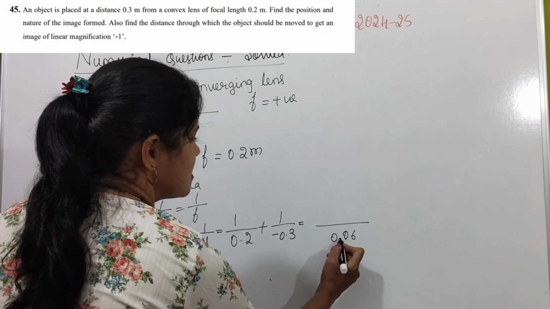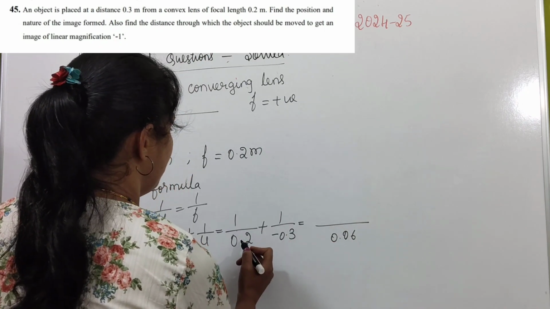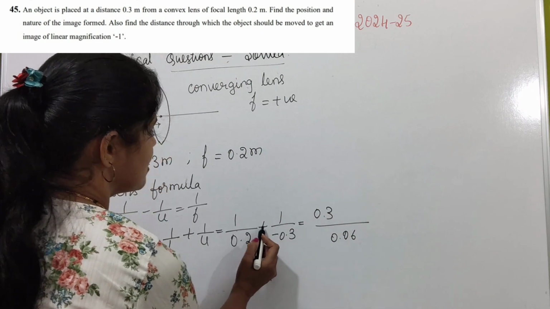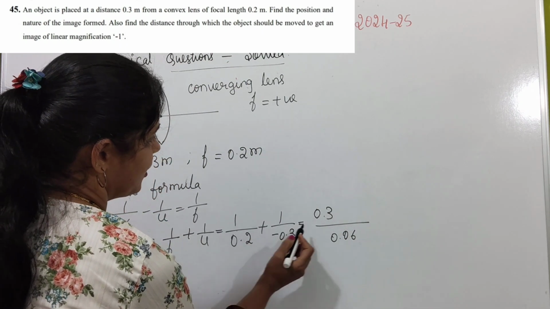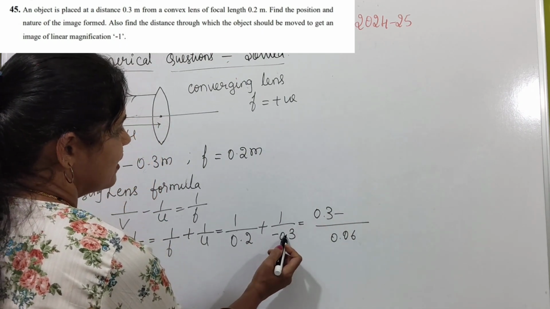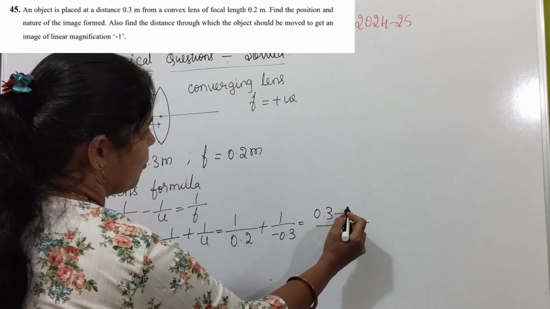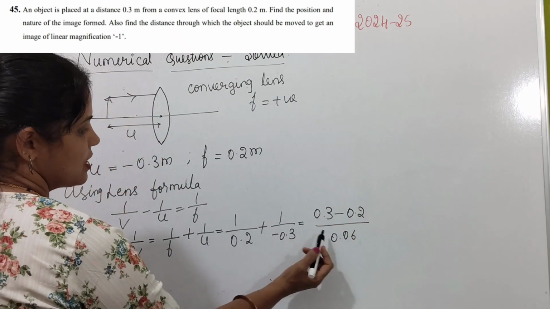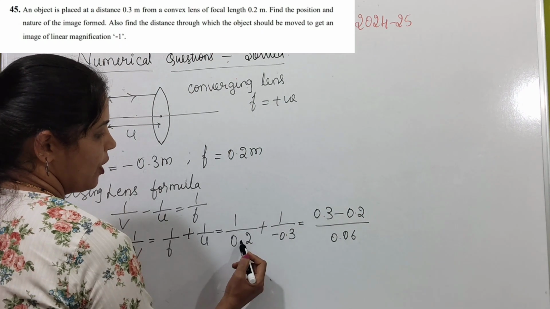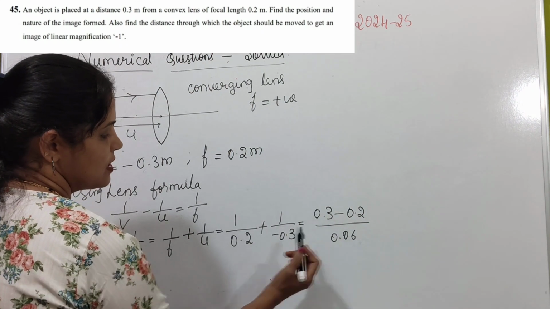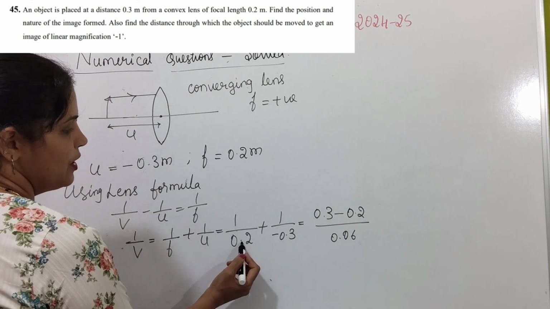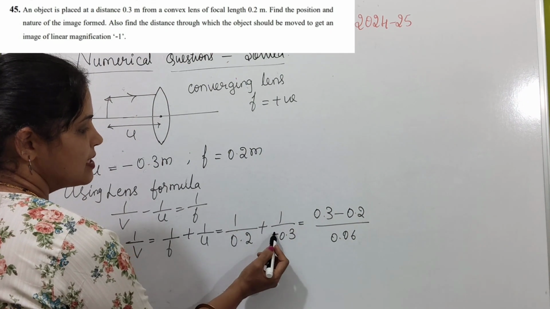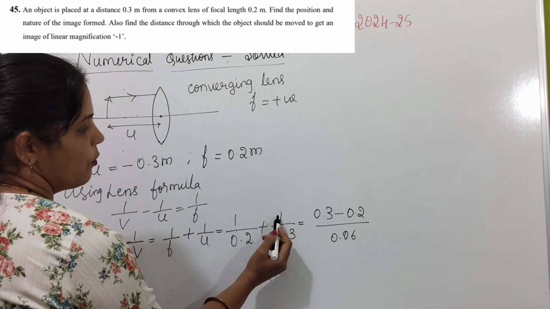Okay, 0.06 is the LCM. So cross multiply 0.2 here, it should be 0.3. Now here there is a positive into negative, which is minus 0.3, which we have already written, into 0.2. Is this clear, student? Don't get confused here. First take the LCM: for 0.2 and 0.3, the LCM is 0.06. Since I have already written 0.2, you have to multiply by 0.3 here, right? And plus into minus is minus 0.2.